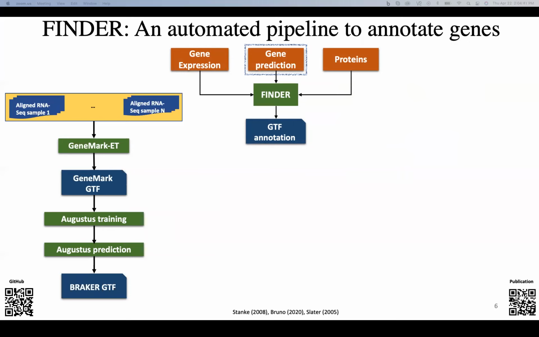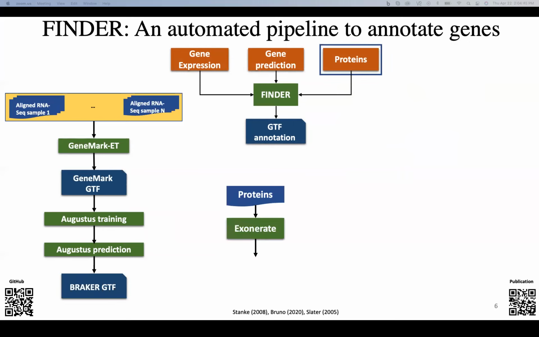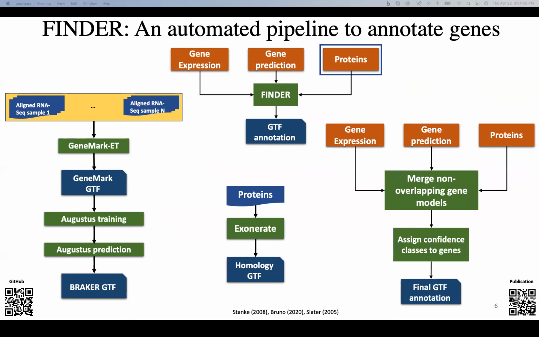Users have the option of providing protein sequences in FASTA format. Finder also aligns these proteins to the genome to generate annotation. Finder combines the non-overlapping gene models constructed from these three sources and then assigns confidence classes to them. So if a particular gene is found in both an RNA-seq sample and in protein, it is given a higher confidence. And if a particular gene is found only as a protein and there is no other evidence, then it is assigned a lower confidence class.